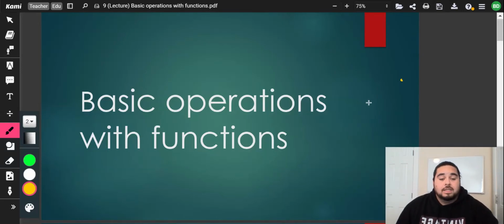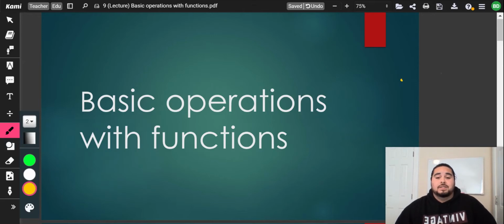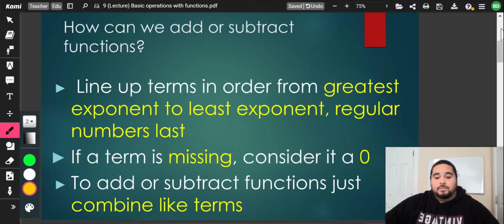Hey kiddos, today we're going to be talking about some basic operations with functions, and in particular, we're going to be talking about adding and subtracting with functions. Okay, so three things you want to make sure you remember when we're adding or subtracting functions.